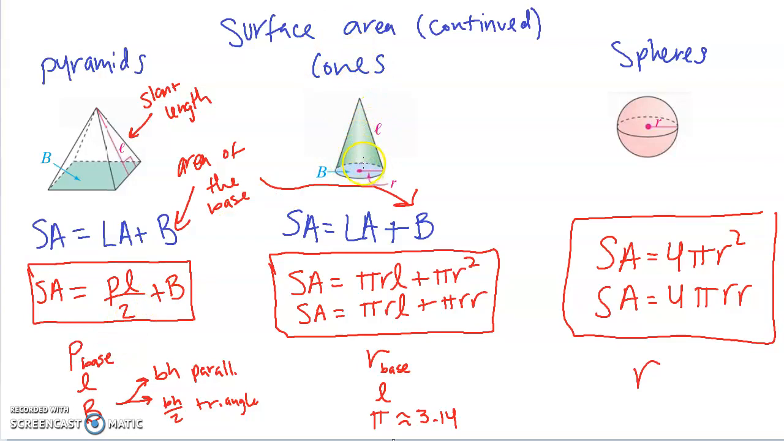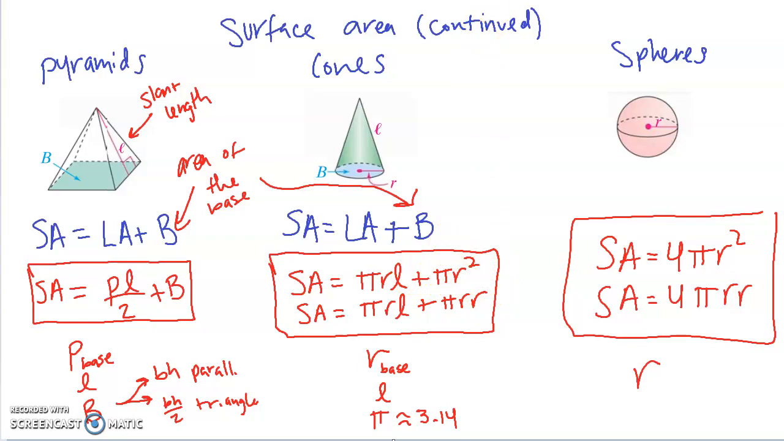This is an example of a cone, very similar looking to a pyramid, where it has one base and a vertex, but a cone will always have a circular base. For that reason, this base is always going to be pi r squared. The lateral area for a cone is pi times r times the slant length. So I gave you 2 options. You can say the surface area is pi times r times the slant length plus pi r squared.